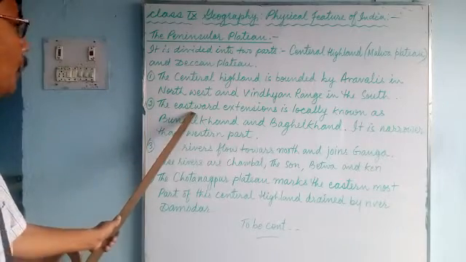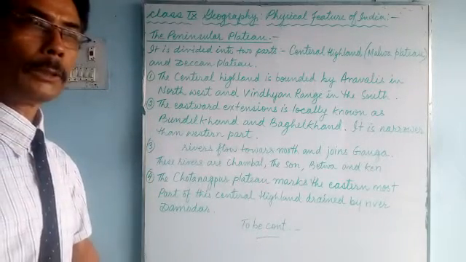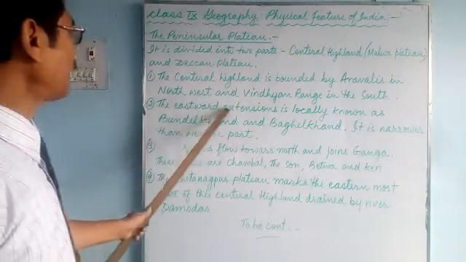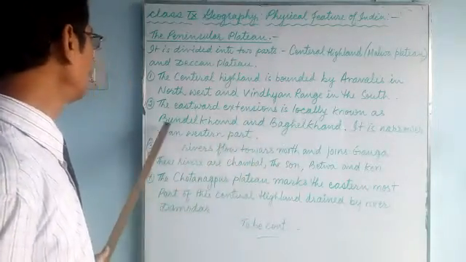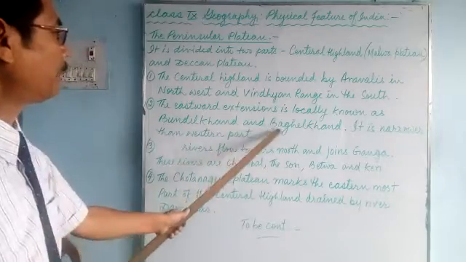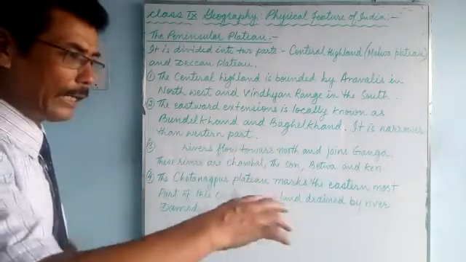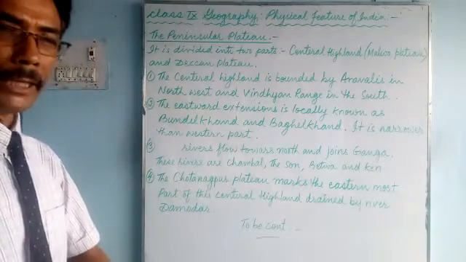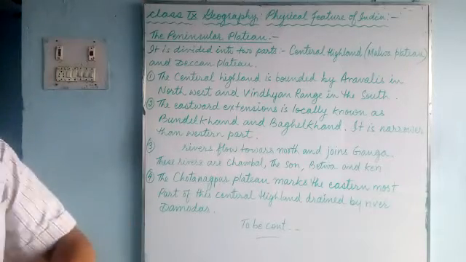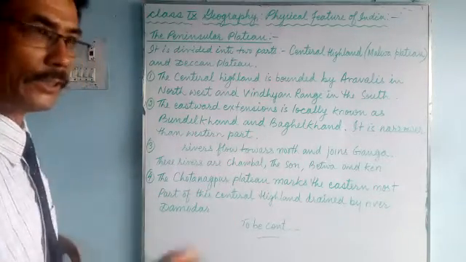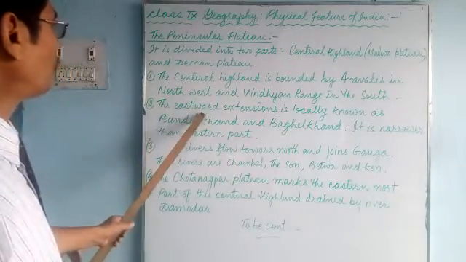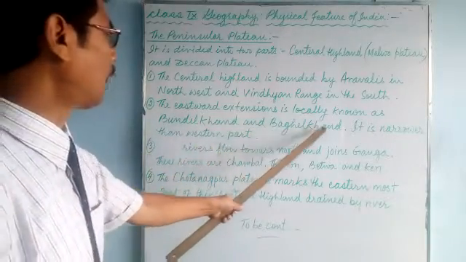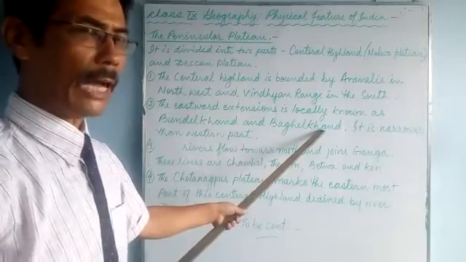Eastward, towards Bihar, Odisha, Bengal, the extension is locally known as Bundelkhand and Baghelkhand. These Central Highlands, towards the east, are called Bundelkhand and Baghelkhand, and further east it is called Chota Nagpur Plateau. These are various parts of the Central Highlands. That is the local name of the Central Highlands toward the east.